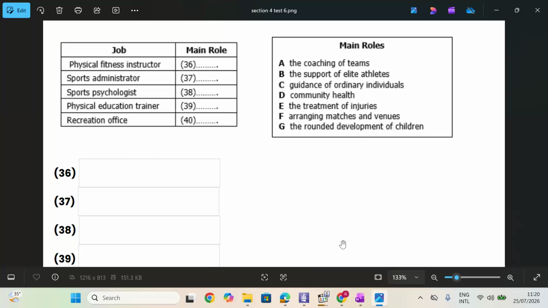Okay, I'm going to play the audio, and you are going to do the first part in your book, and the second part will be here on the screen.